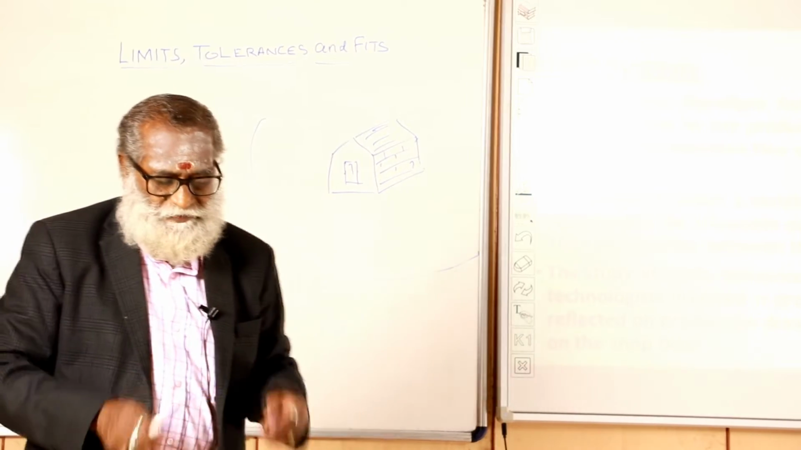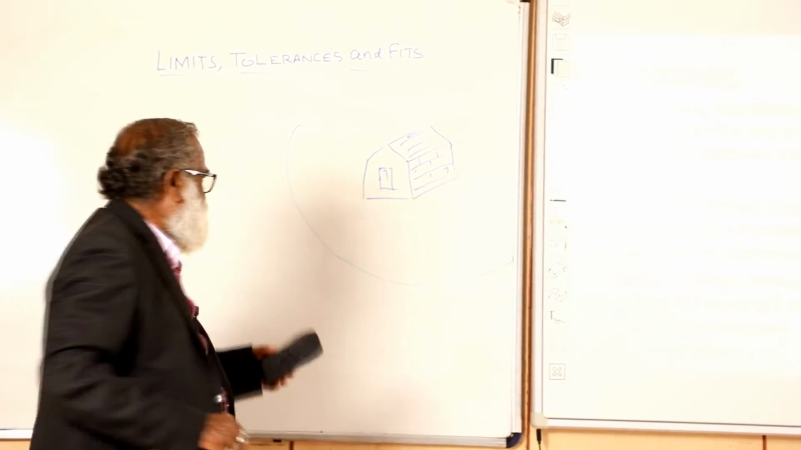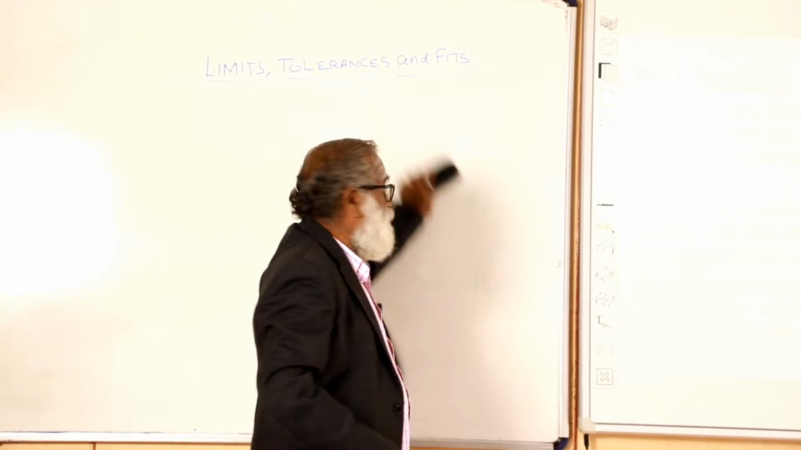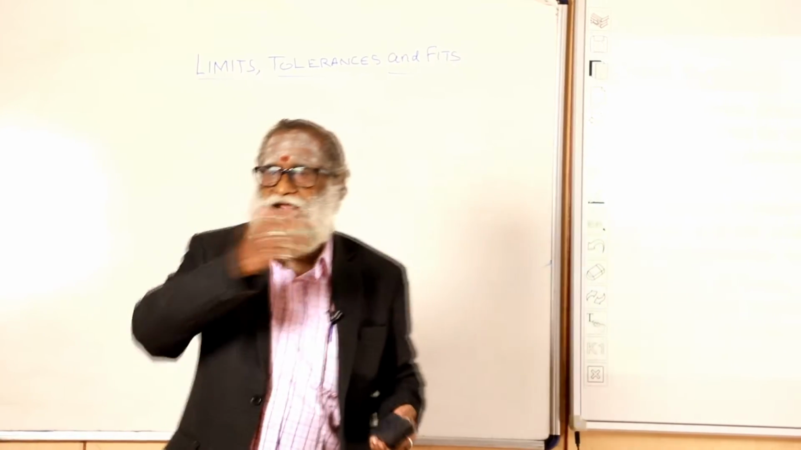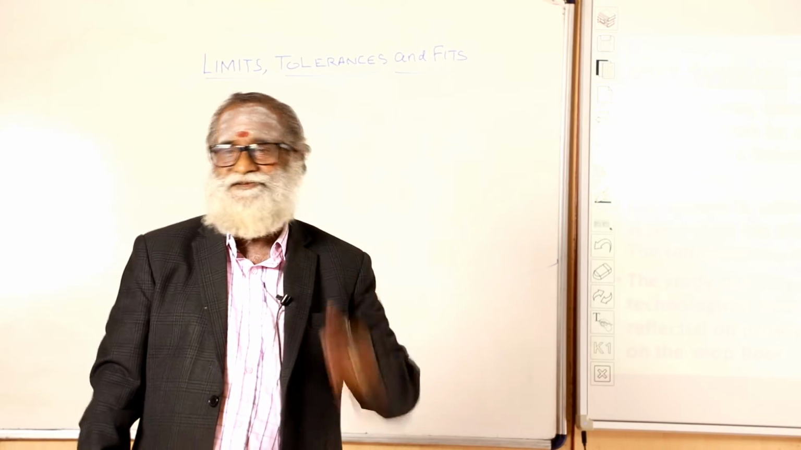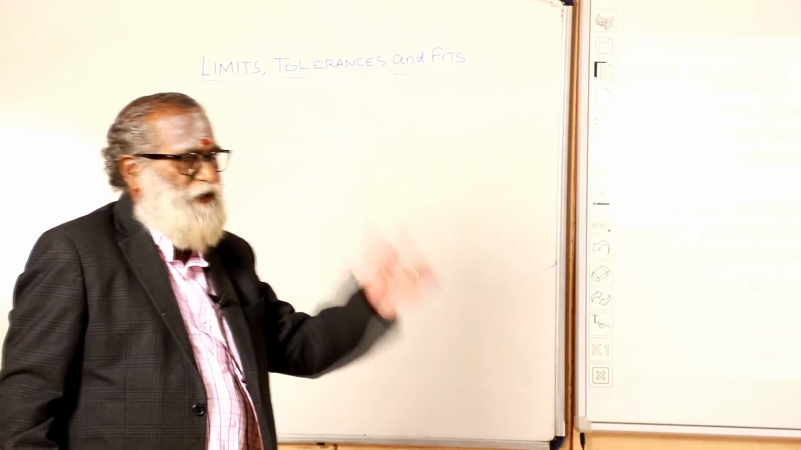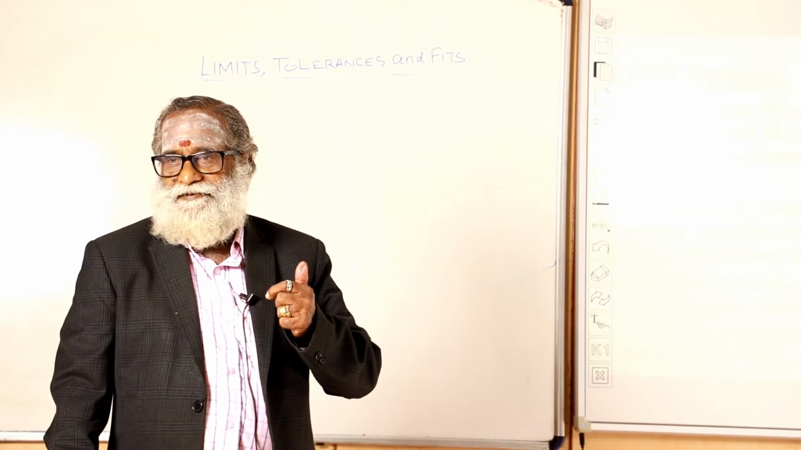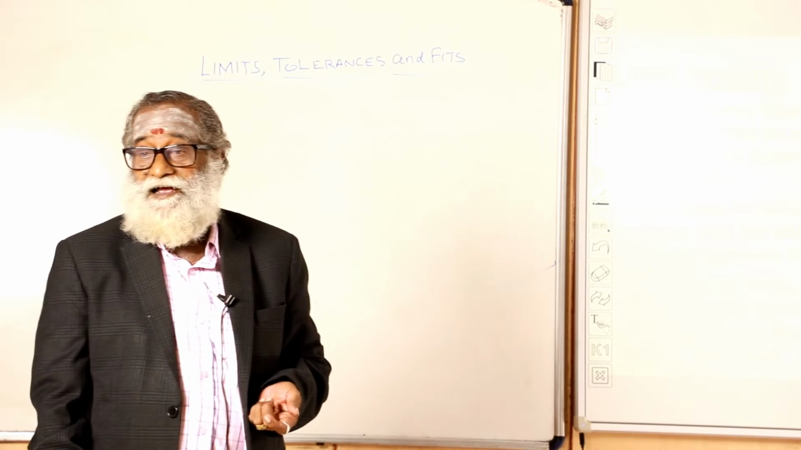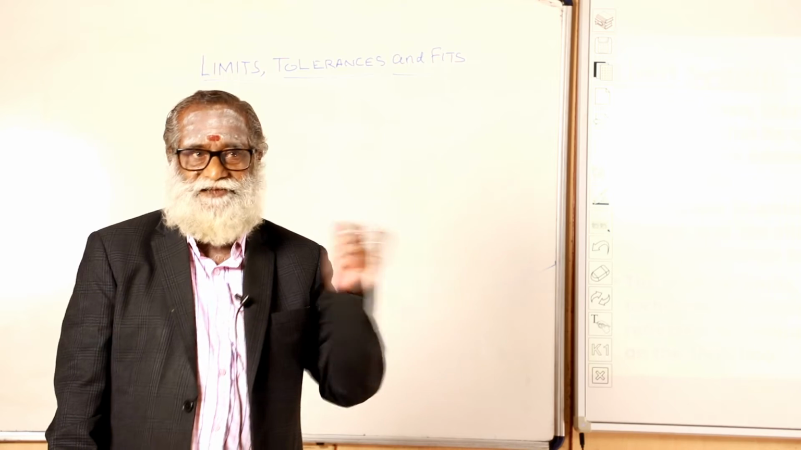This is the same thing in mass production. We are allowing the workers to commit a mistake: how far they can deviate over the basic size or the design size. So, the workers are allowed to commit a mistake in mass production. That range is called the limit. It is about the basic size and the design size.